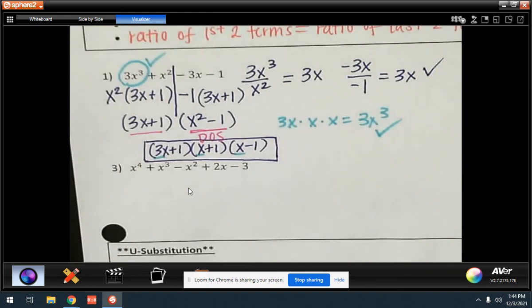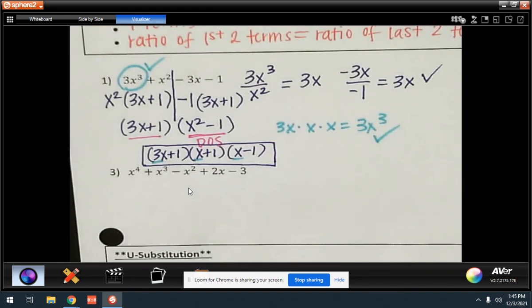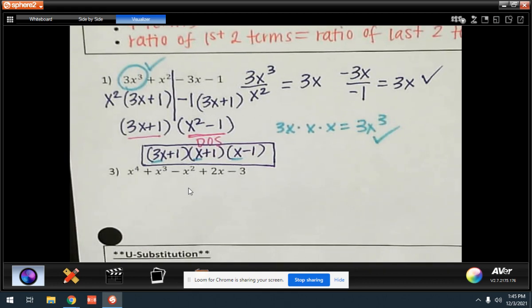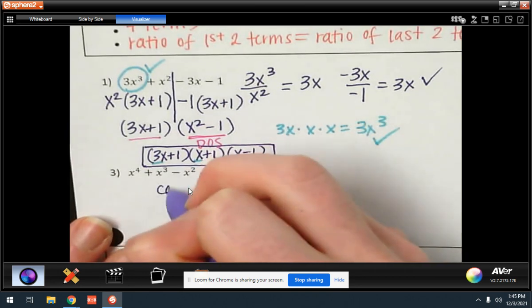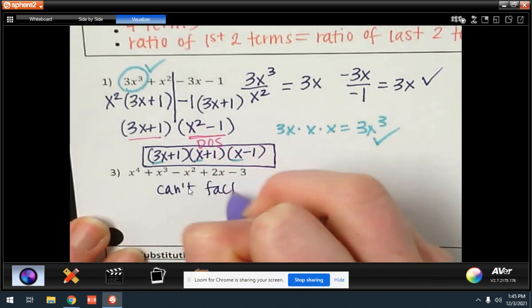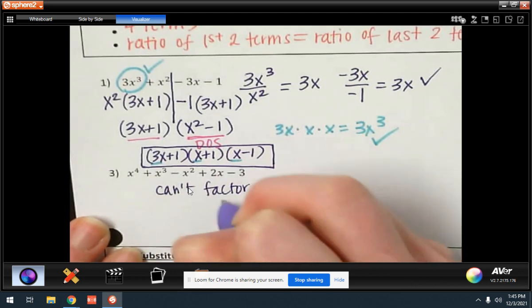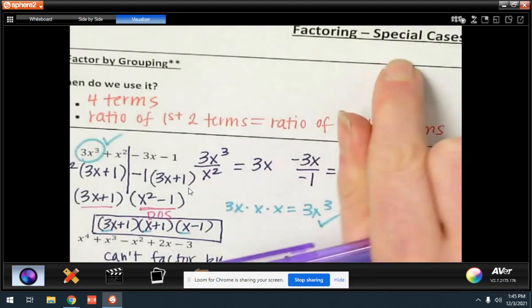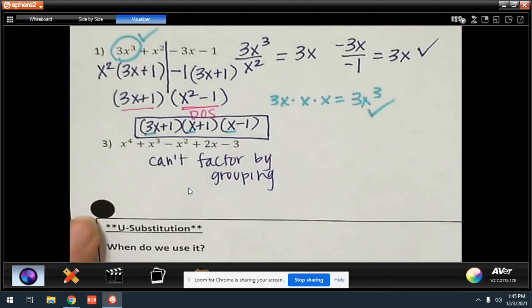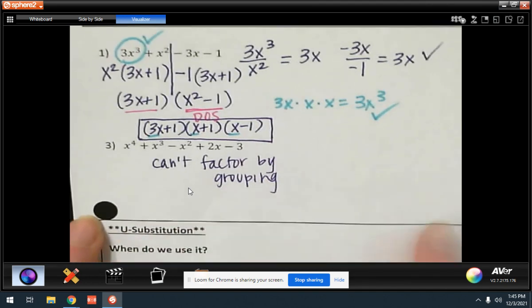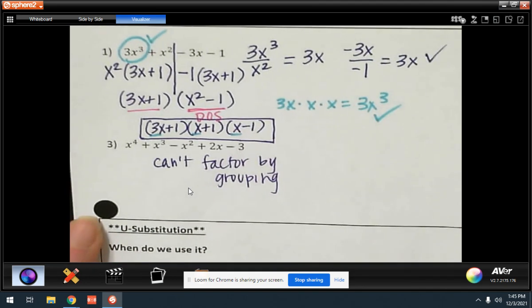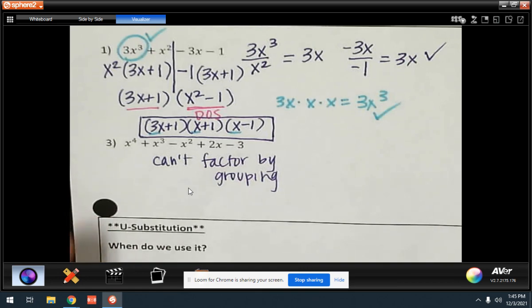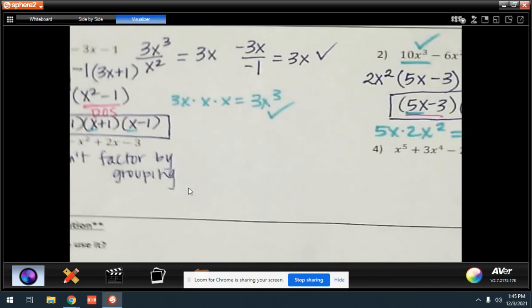Okay, number 3, I put this on here, or Mr. Davidi put this on here. There's 5 terms here. And so it is not a factor by grouping case. And so can't factor by grouping. Our special cases only apply to 4 terms, 3 terms, or 2 terms. If you have 5 terms, it's not a special case. There's a different method for factoring those that we'll get to next time. It requires synthetic division. And so we're going to leave that alone for now.